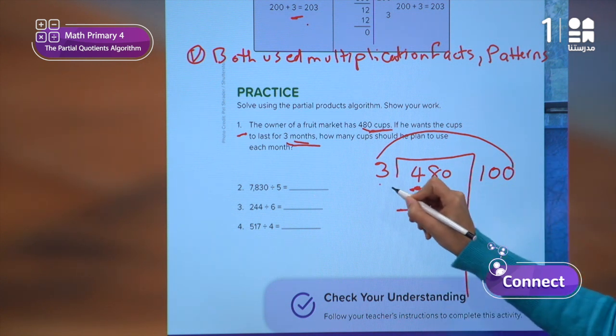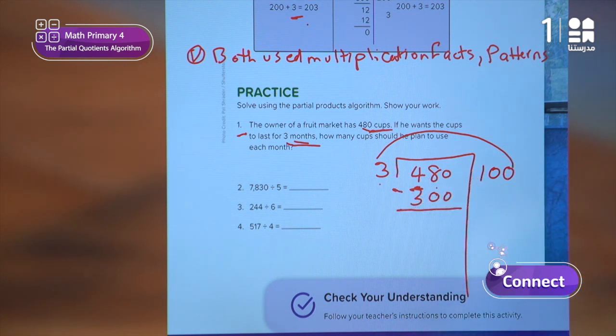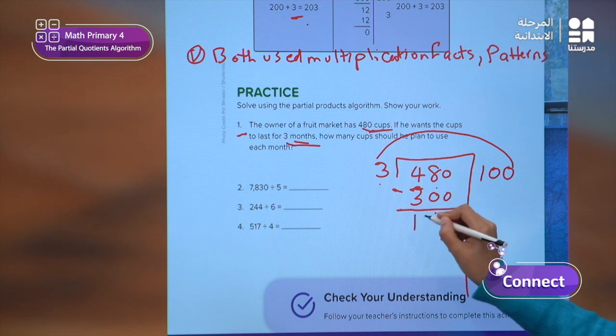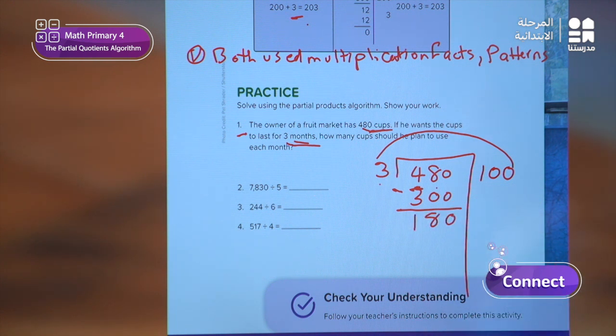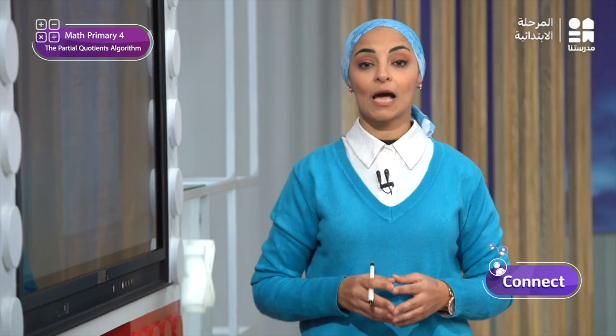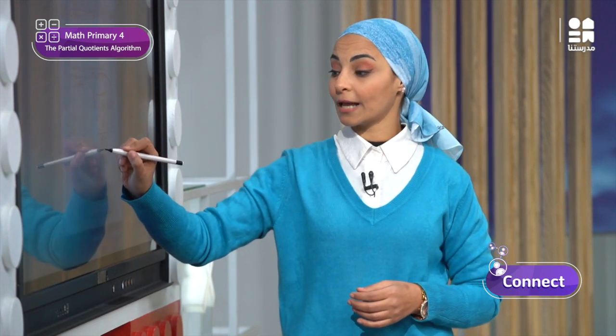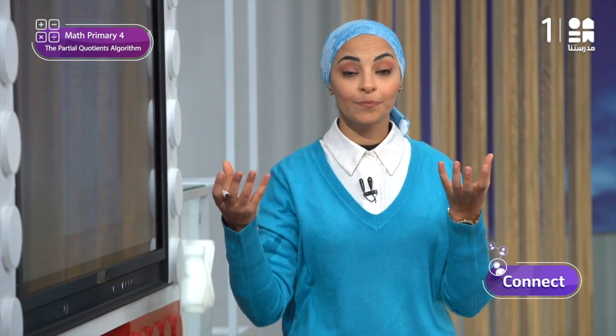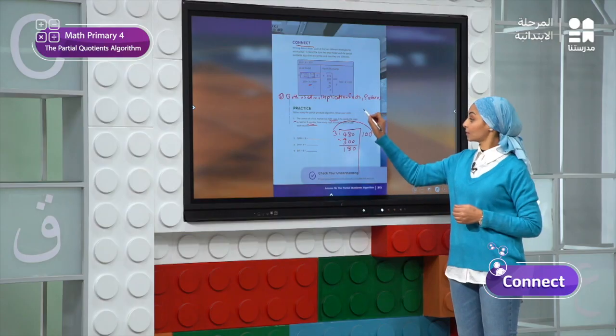Then the next step, I will subtract these two numbers. I will do 480 minus 300. The answer will be what? The answer will be 180. What is the next step? Yes, I will now divide 180 by 3. Ask yourself, is 180 a multiple of 3? From the timetable, we know that 3 times 6 equals 18. Right? We all know that 3 times 6 equals 18.